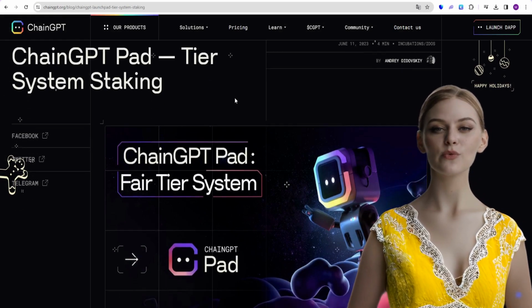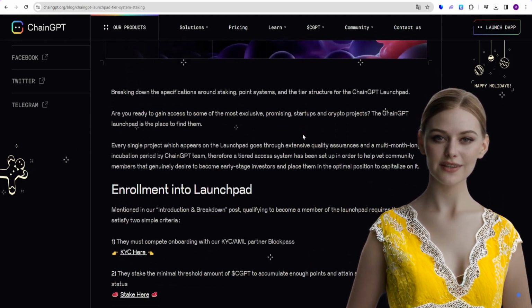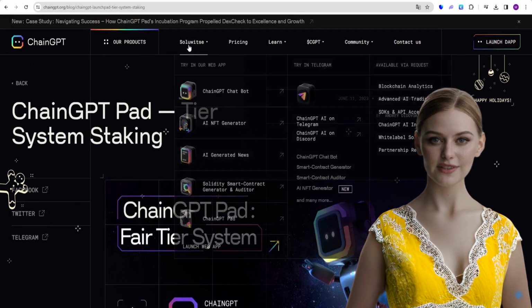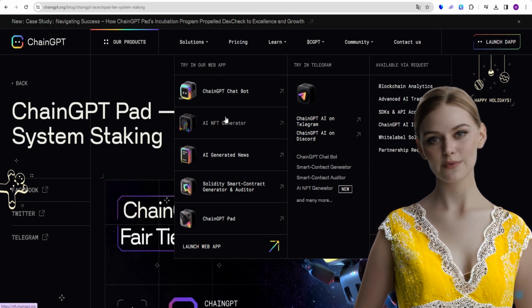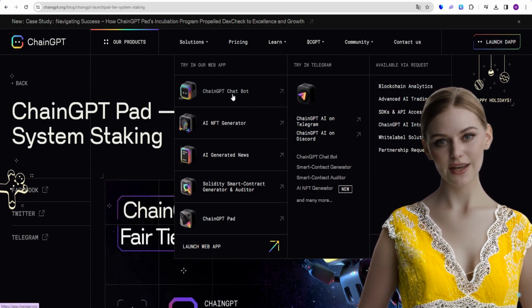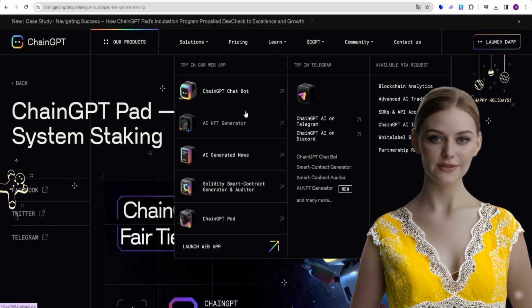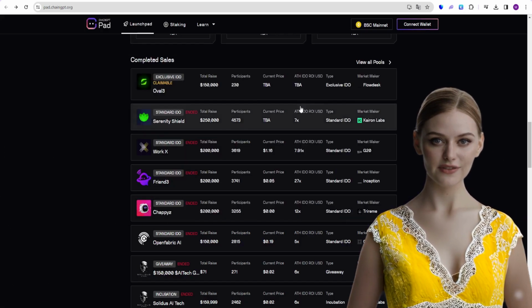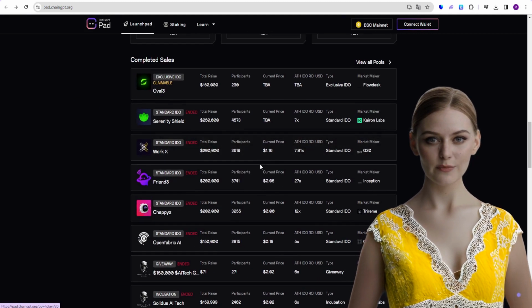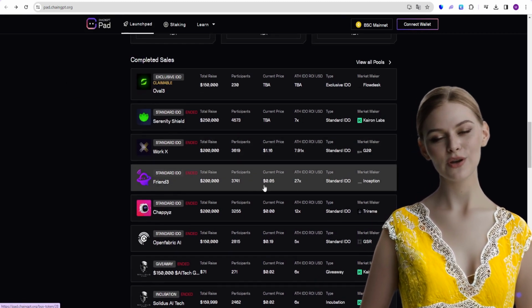ChainGPT entered the crypto world as an artificial intelligence project. It has various tools in the Web3 space. Due to encompassing many tools like NFT generation, chatbots, and Launchpad, it's gaining significant attention. Several IDOs have taken place on the ChainGPT Launchpad. Some IDOs have resulted in substantial profits.